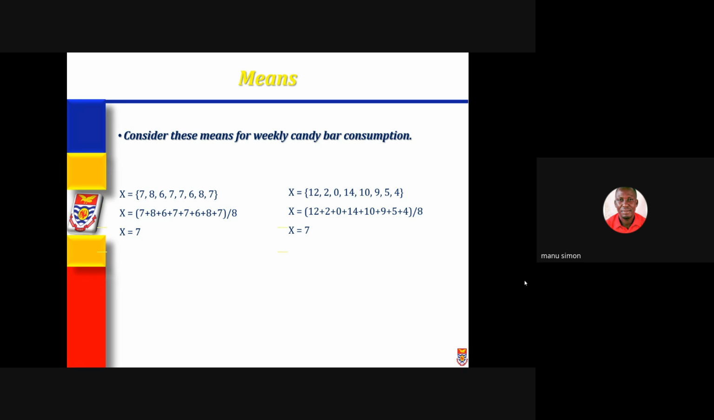My reason is that if you look at the first values, we have 7, 8, 6, 7, 7, 6, 8, 7. And if you compare the first one to the second one, the first one has lesser values than the second one, and that is my reason. Lesser values. Yes. Okay. That is your reason.